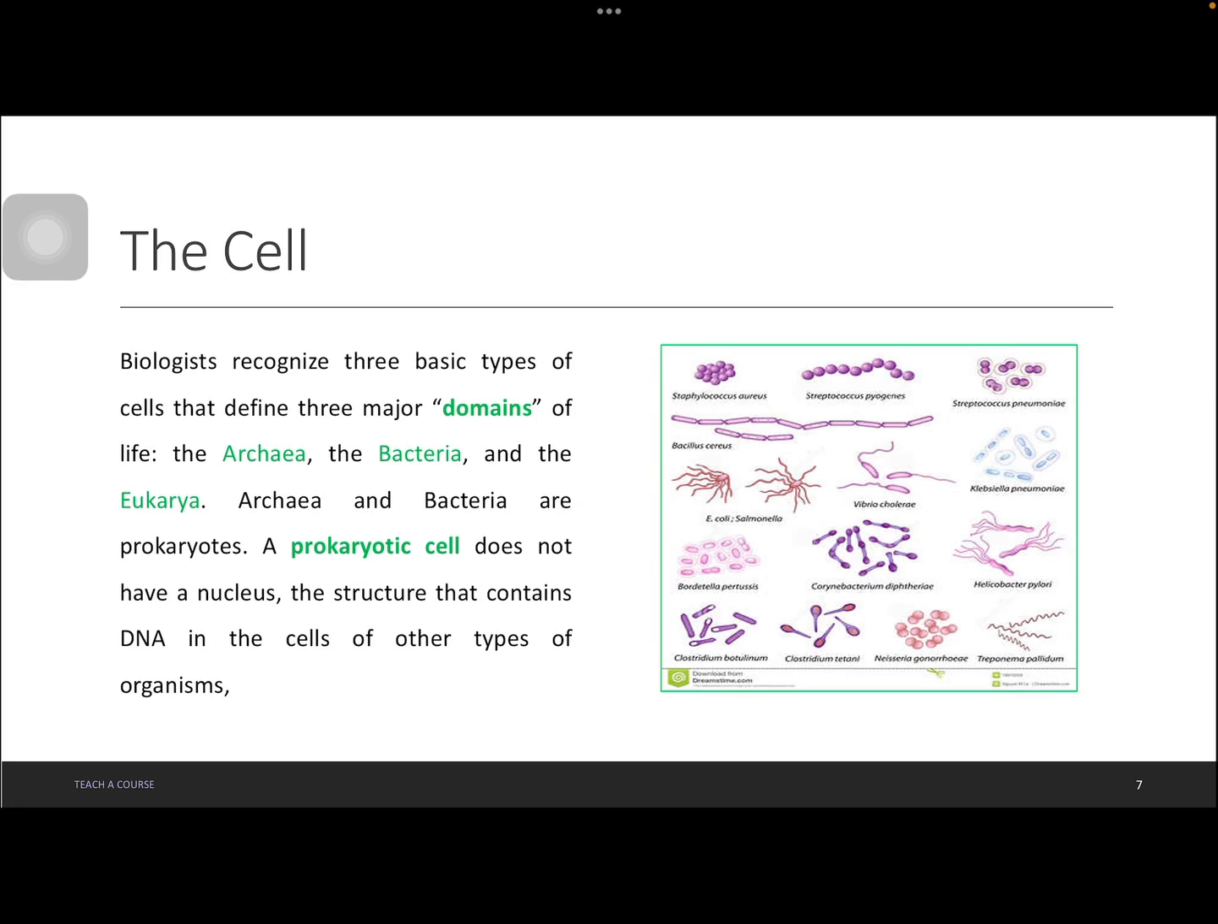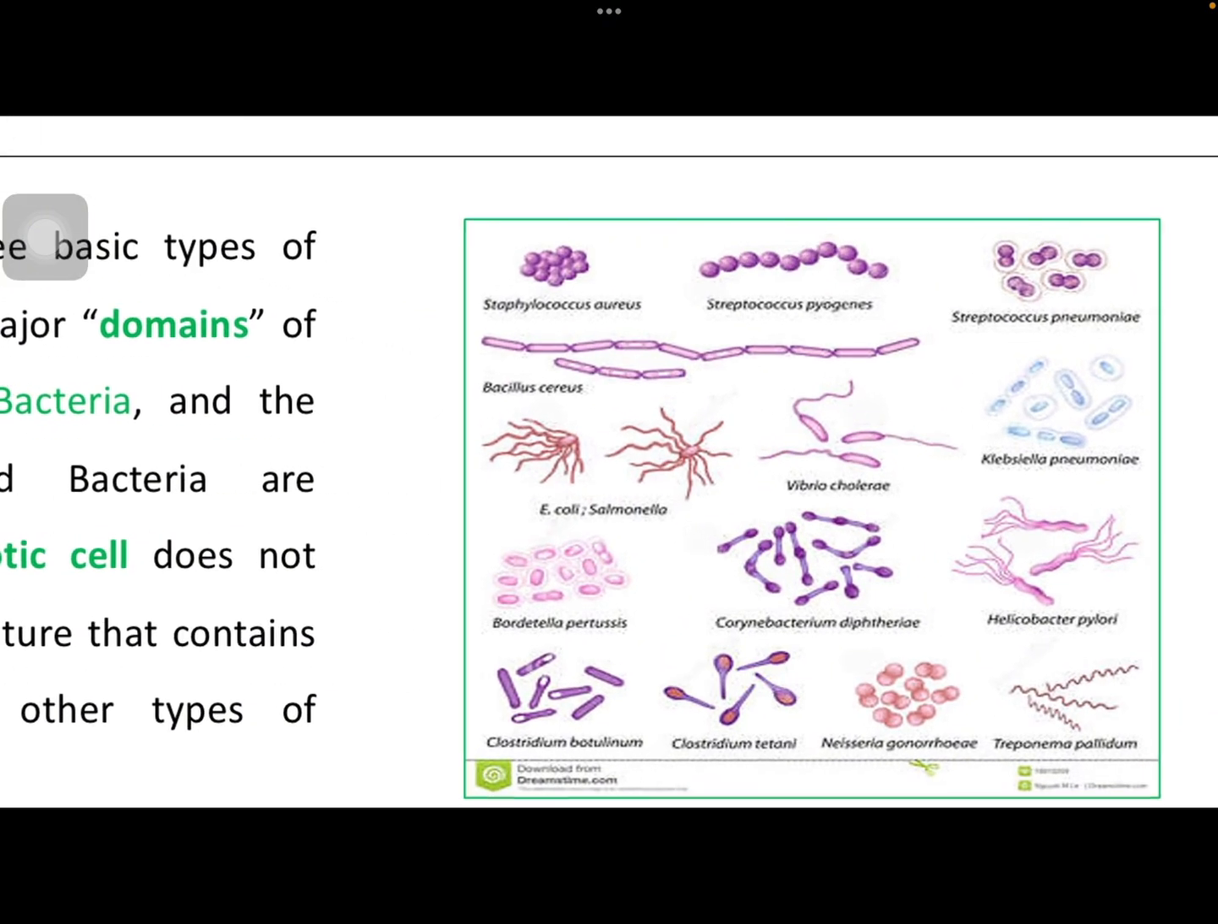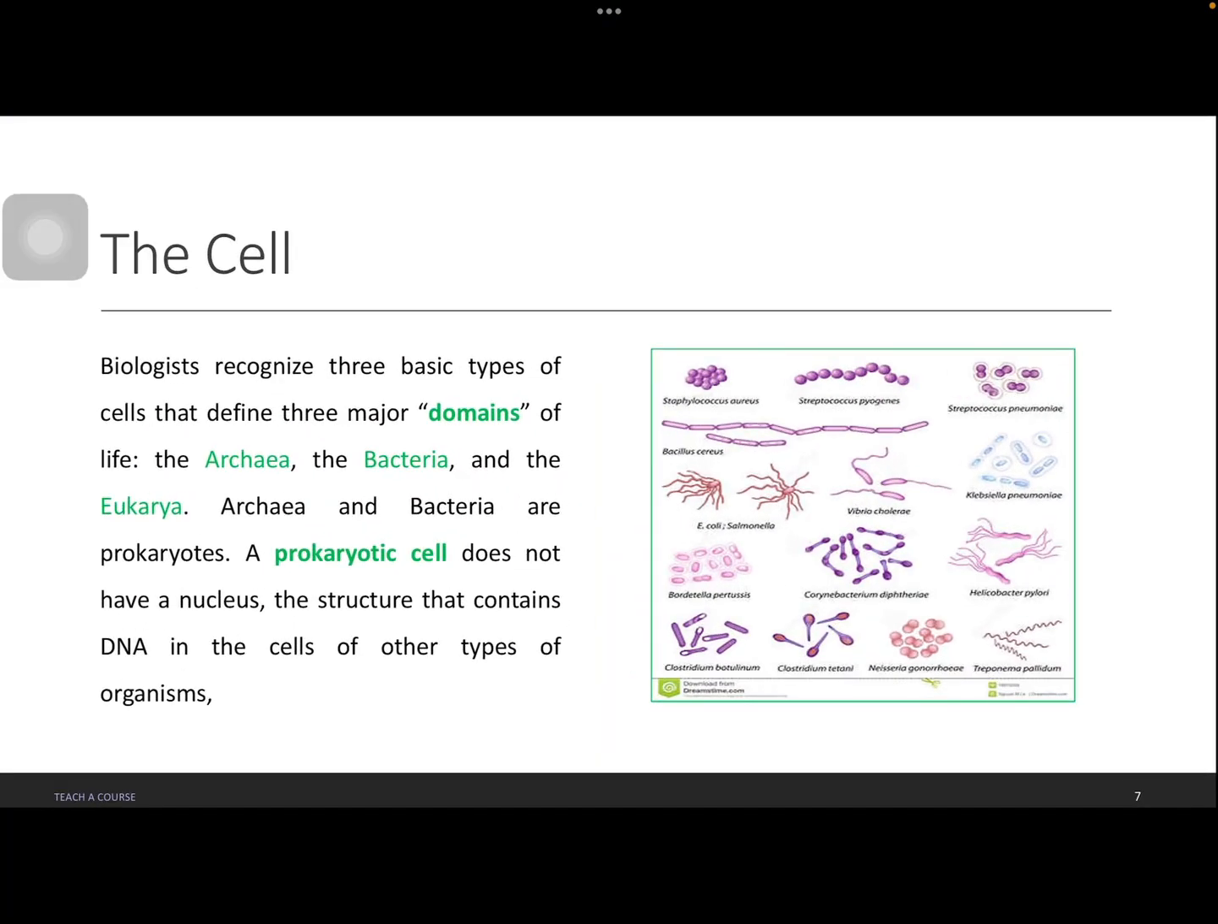A prokaryotic cell does not have a true nucleus, di ba? Mamaya ma-discuss natin kung ano pong tawag sa nucleus ng isang prokaryotic cell. However, a eukaryotic cell has a true nucleus. So, ito po yung mga different cells. Nakita po natin yan. And of course, different shapes as well.